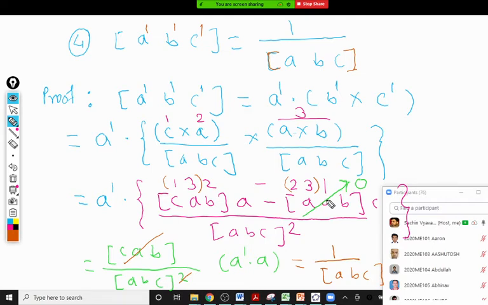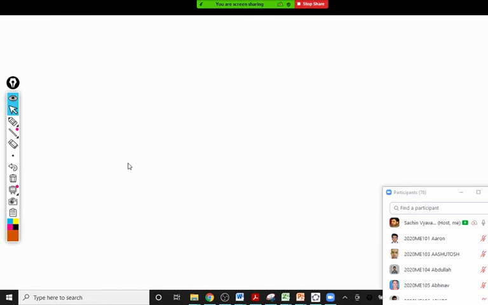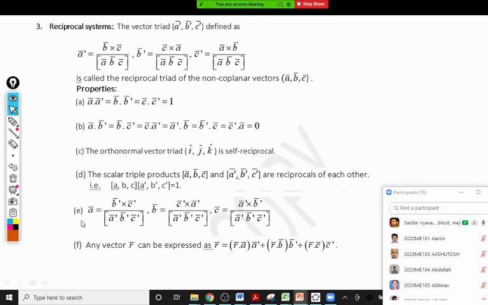Done. Yes, sir. So can we move to the next then? So the second last property now. 4 properties we are done. Here's property number 5. We have to prove A is nothing but B dash cross C dash upon box A dash B dash C dash. That we have to prove here.